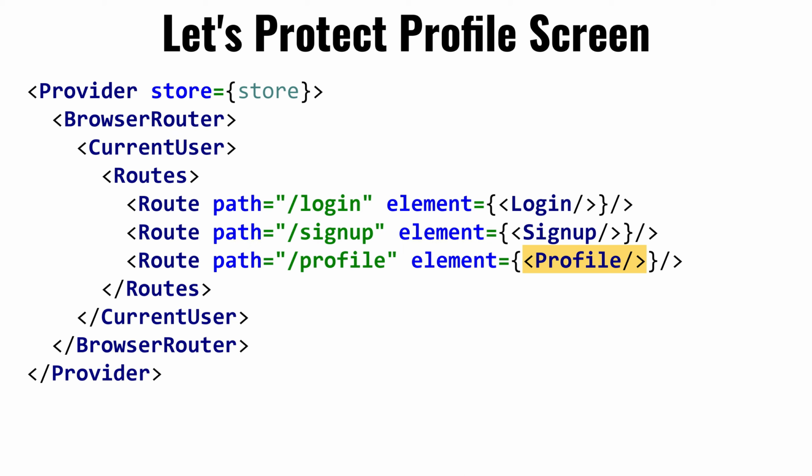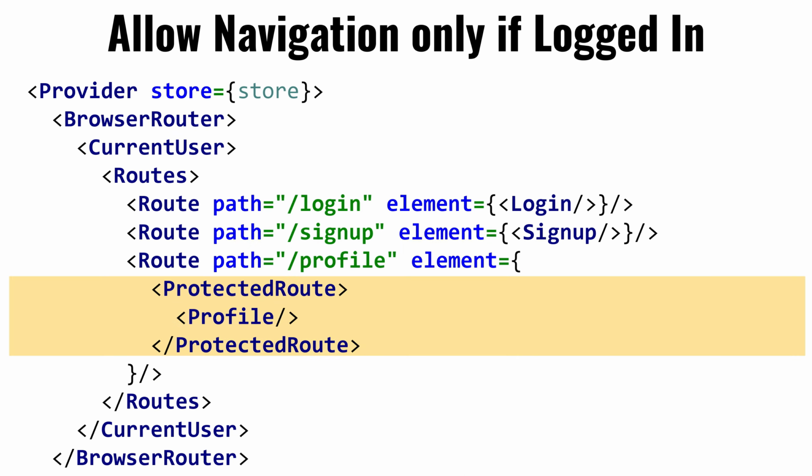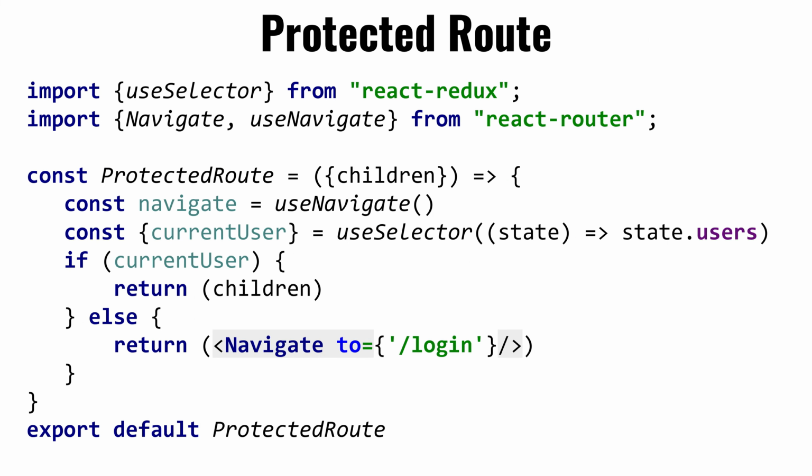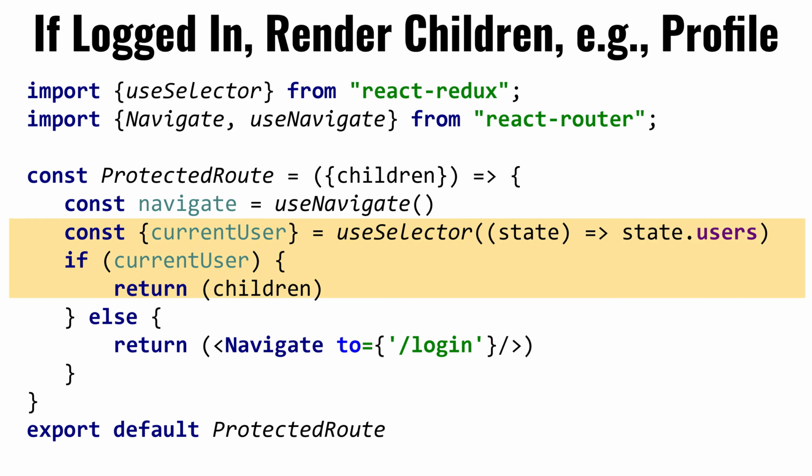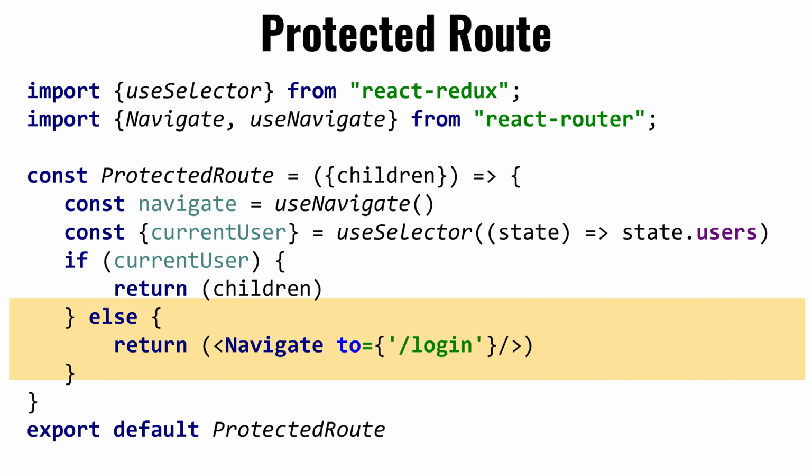We should not allow navigating to the profile screen if no one is logged in. Protect a route by surrounding it with a protected route. The protected route component only renders its children if there's a current user. If there's a current user, then render the child, in other words, the profile screen. If there's no current user, then navigate to login.